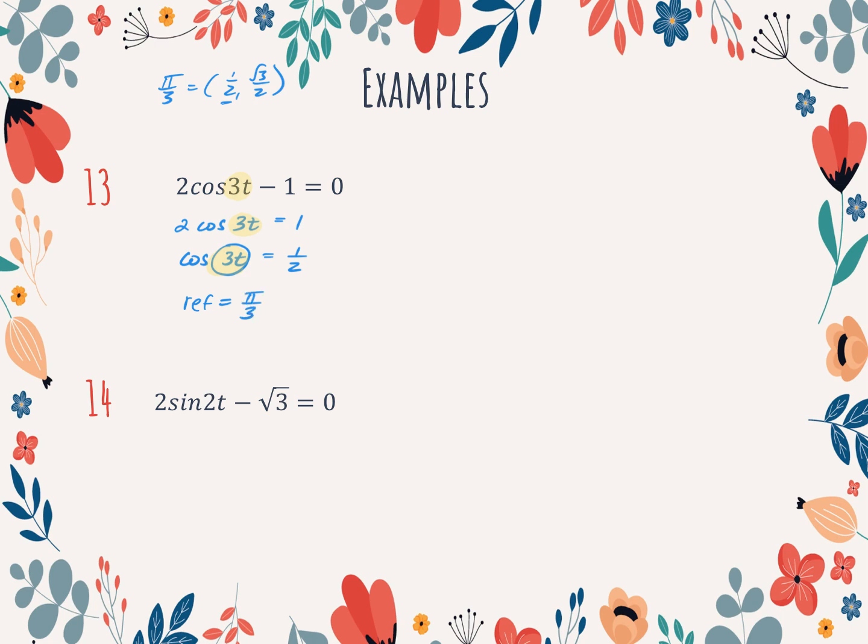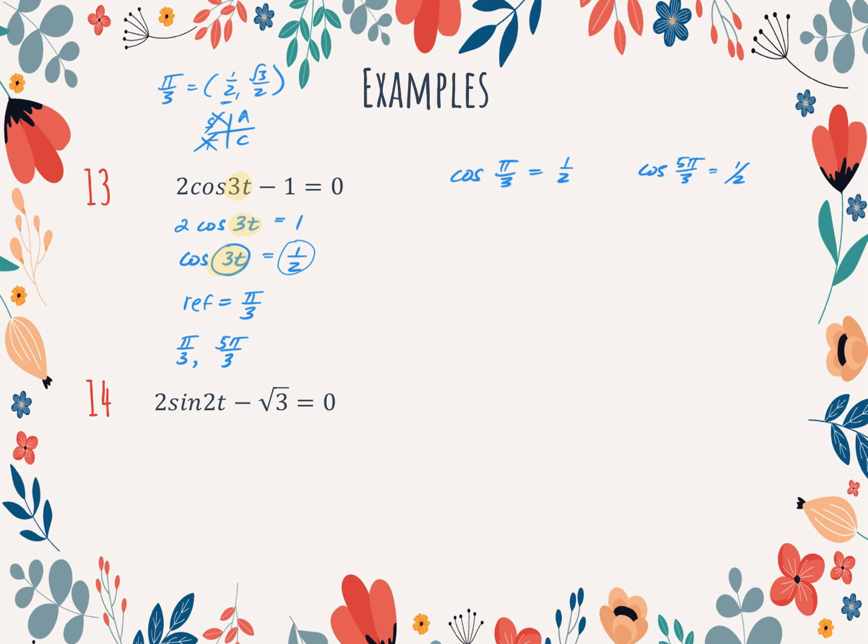And also, I know that my cosine being a positive a half, well, my cosine is positive, all students take calculus, in quadrants 1 and 4. So I know that the angles we're talking about are going to be in quadrant 1, which is the reference angle itself, and in quadrant 4, which is going to be 2 pi minus the reference angle, which is 5 pi over 3. Okay? So I know that the cosine of pi over 3 equals a half, and the cosine of 5 pi over 3 equals a half.